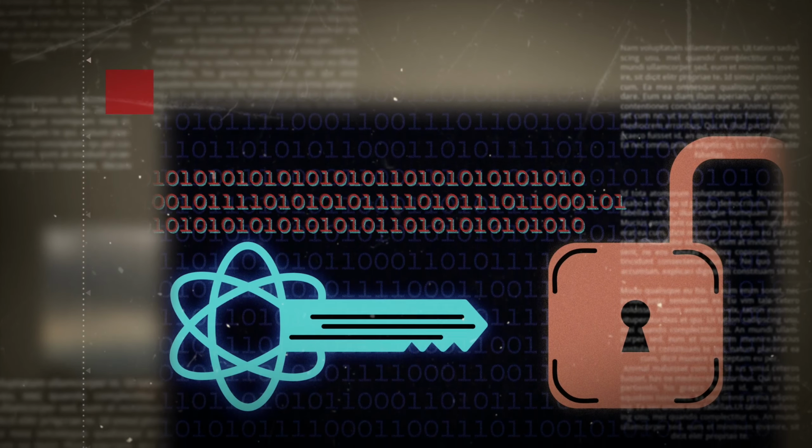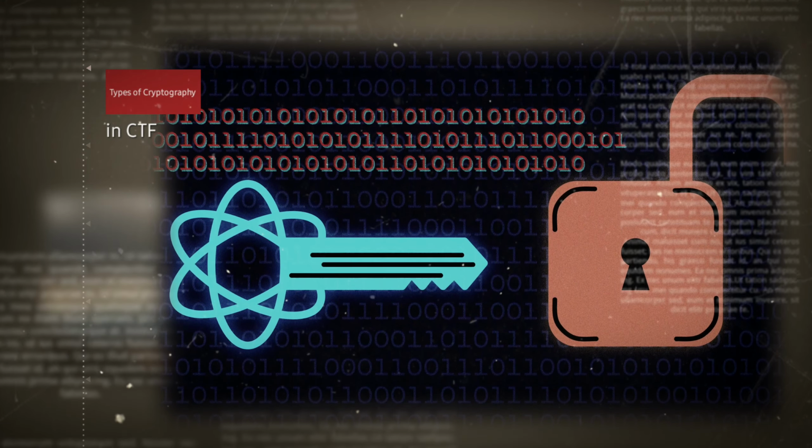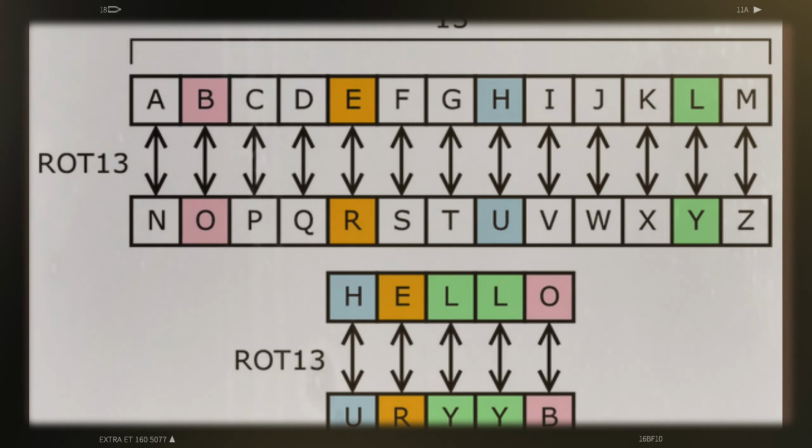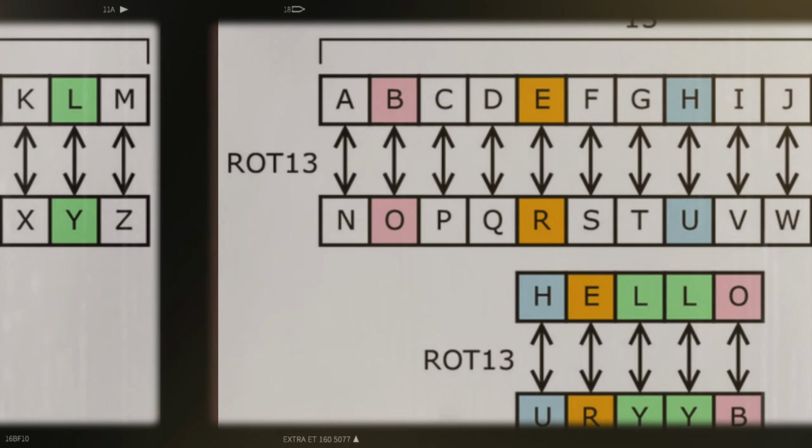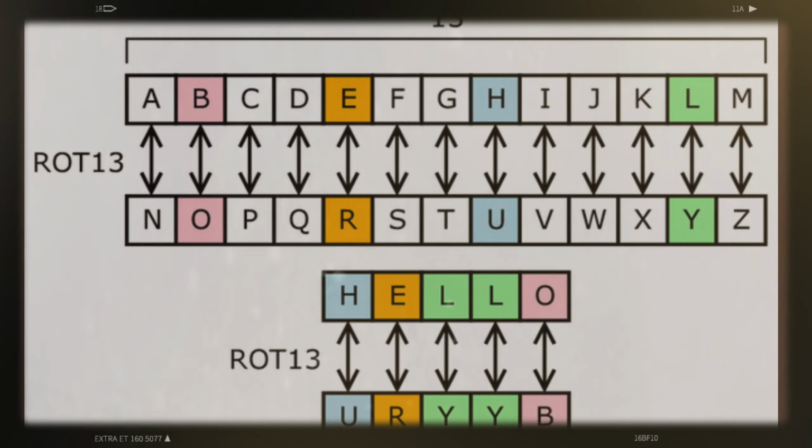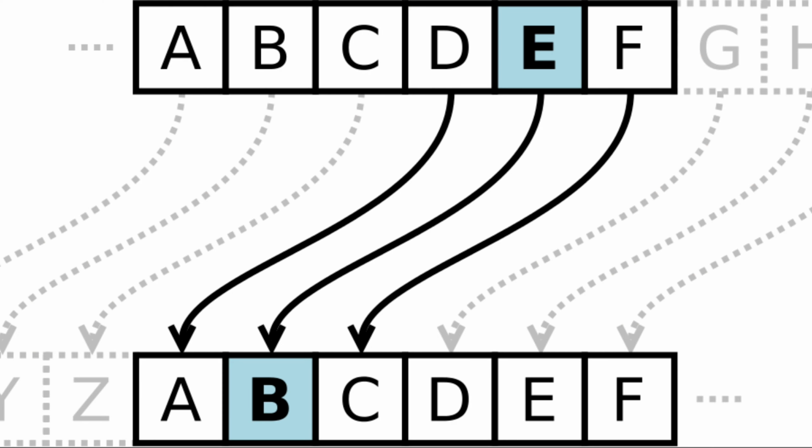Some of the most common types of cryptography challenges in CTFs include substitution ciphers. These ciphers replace each letter in a message with another letter according to a fixed rule. For example, the Caesar cipher replaces each letter with the letter that is 3 positions down the alphabet.